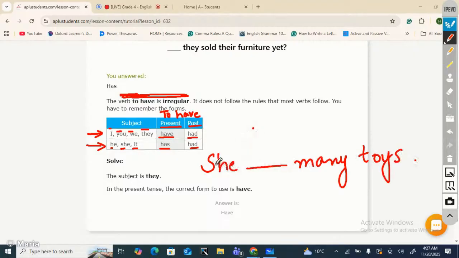Okay, so if I want to show you, she has many toys, the subject is she. So the verb to have will be has if we talk about present tense verbs. But if I change the subject to we, can we use the same verb to have? We has many toys? No. We have to change it. It will be have.